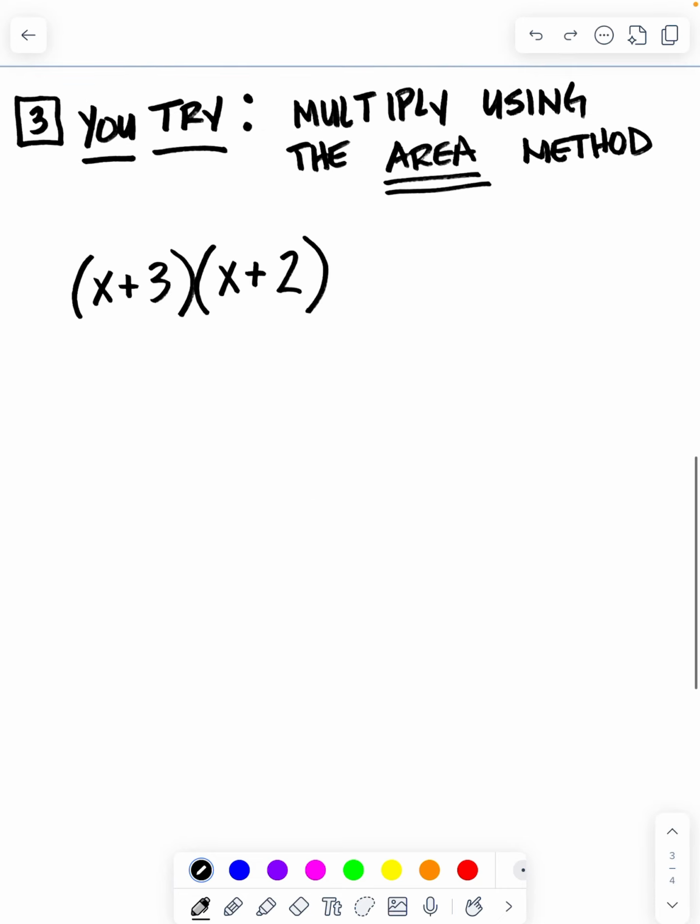You try this one. Pause the video, unpause, and 3, 2, 1. Now let's do this together. So x plus 3, x plus 2, we're going to multiply it together using algebra tiles.